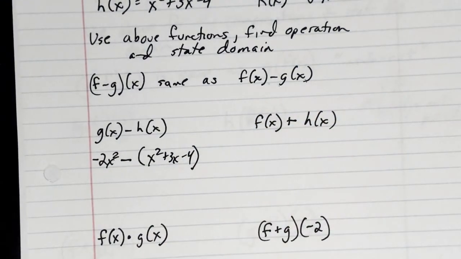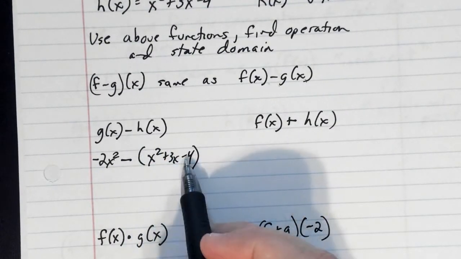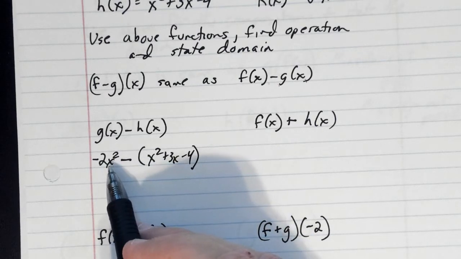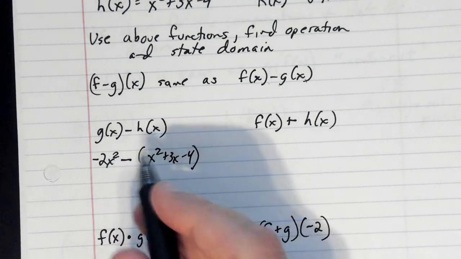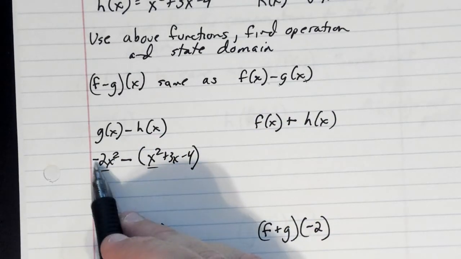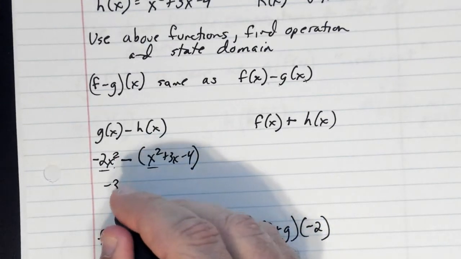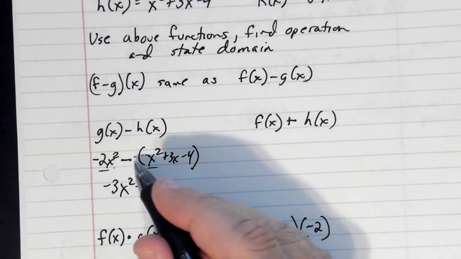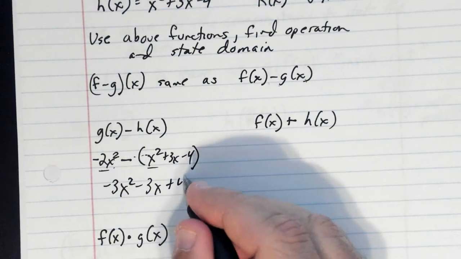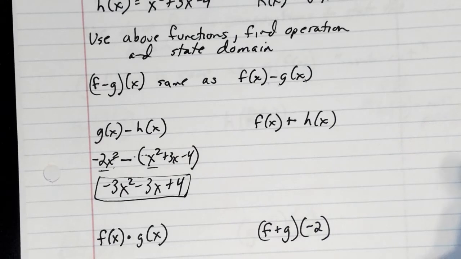As we do that, those parentheses are going to become important because that minus sign is going to have to go through. The only thing I can do in adding and subtracting is combine like terms. That's a prerequisite you're supposed to have. So the only things that can be combined are these two. Negative 2x squared minus x squared would be negative 3x squared. But then this negative is going to go through here, negative 3x, and then the negative with the negative 4 is going to make it positive 4x. And that is what happens when you subtract g of x minus h of x. You get that.